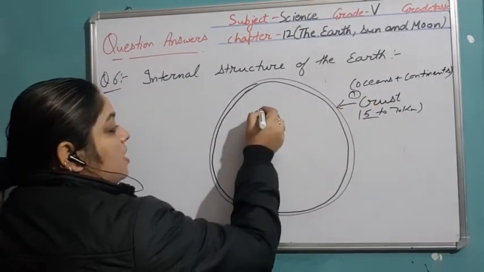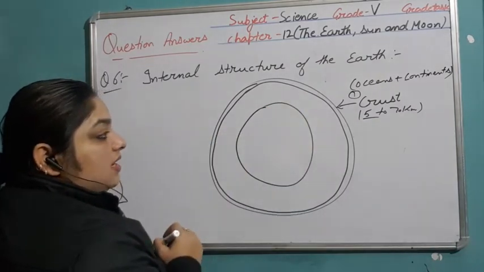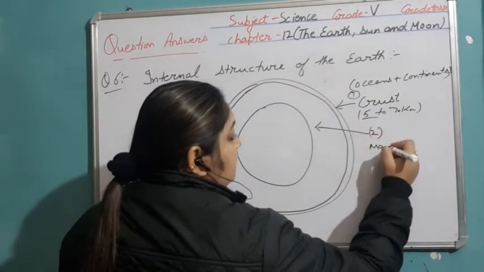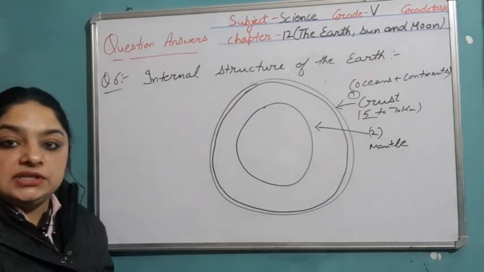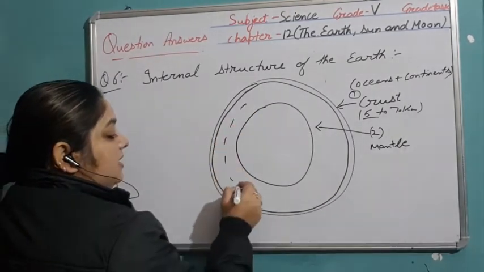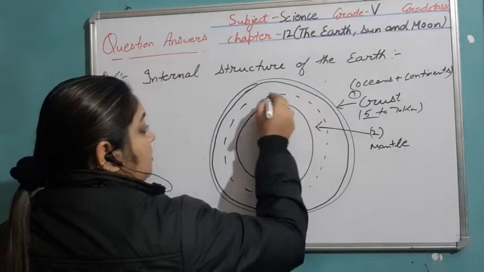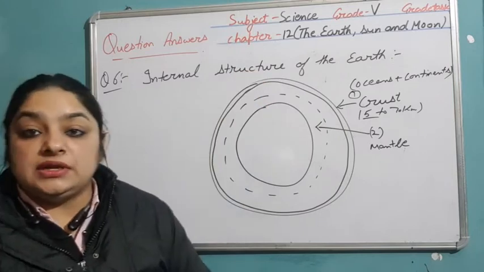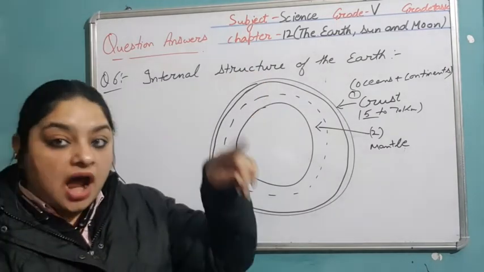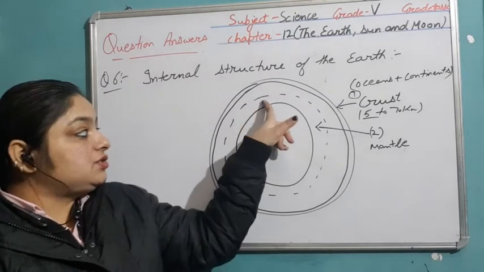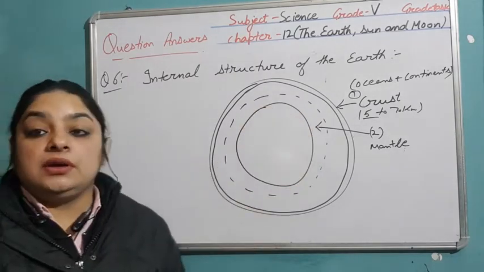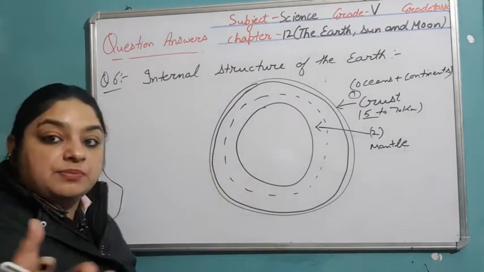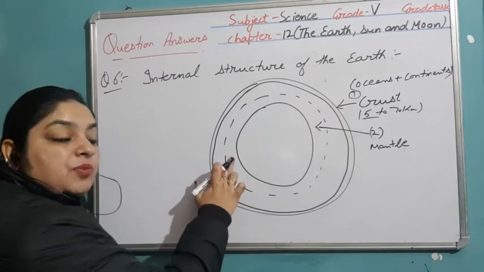After that, below the crust layer, there is one more layer. That is known as the second layer. We call it the mantle layer. This mantle layer is further divided into two parts: outer mantle and inner mantle. The outer mantle is completely 2900 kilometers in thickness. The outer mantle layer is hard, and the inner mantle layer is in a hot and molten liquid state. So when any volcano erupts, magma comes out from this inner mantle layer.